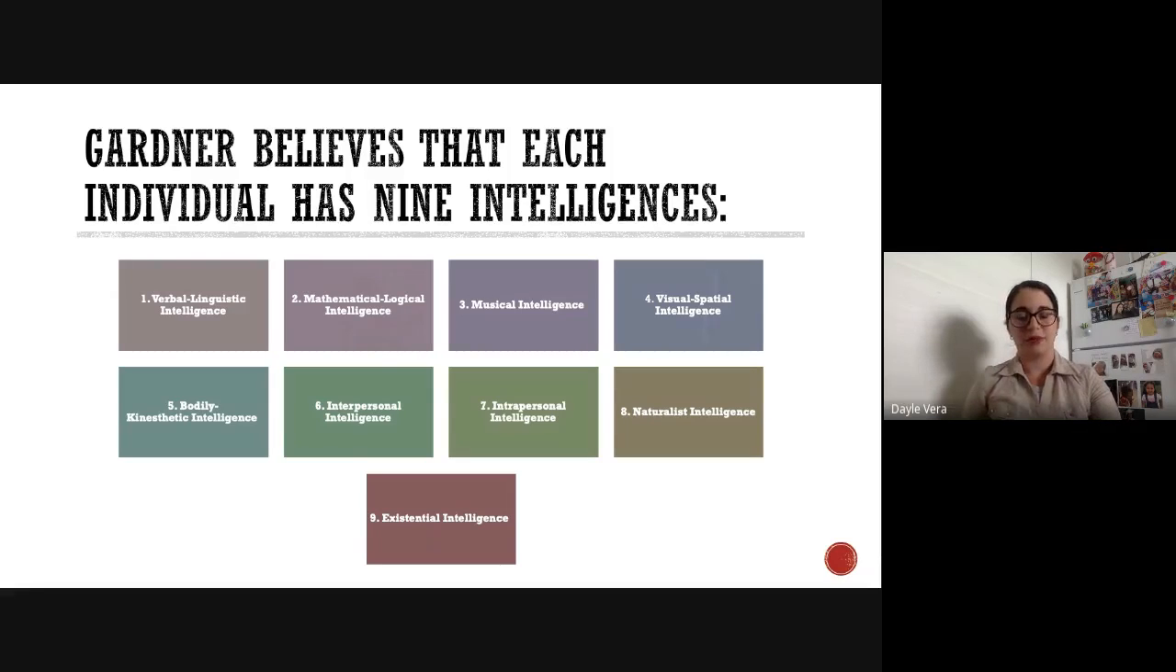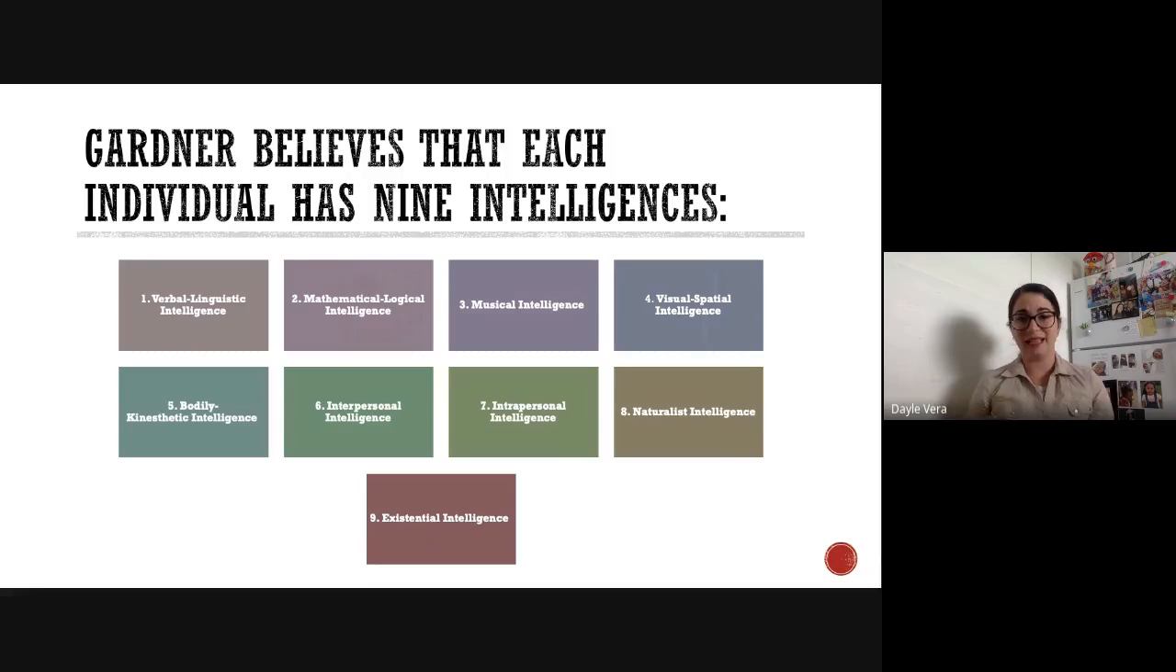Number 8 and number 9 were added a little bit after he published his book, so they weren't in the original book, but they were added before the end of the century. Number 8 has to do with the ability to recognize and categorize plants, animals, and other objects in nature. How inclined are you towards the natural world? Do you protect the natural world or do you destroy it? This is something that people sometimes are not conscious about, but other people are very conscious about it.